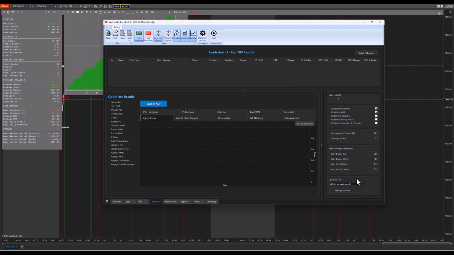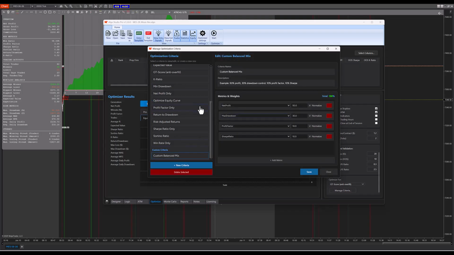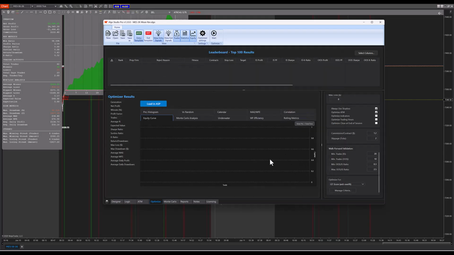The variables here that influence your final result are substantial. So I do GT score often. I start there because it's the most conservative. But of course, you can create your own. Here's a custom one: net profit, max drawdown, profit factor, Sharpe ratio. Make your own, right? There's no reason you couldn't do that here, and each one is going to give you a slightly different result, or sometimes a dramatically different result. So keep that in mind.